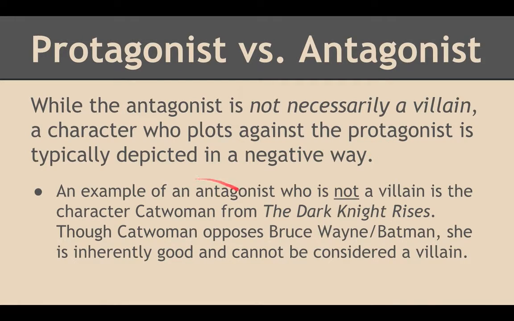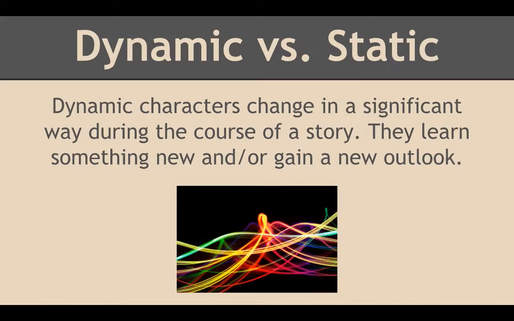So here's an example of an antagonist who's not a villain. Catwoman, if you are familiar with the Batman series, The Dark Knight Rises in particular, opposes Bruce Wayne or Batman, and therefore that makes her the antagonist. But she is inherently good and really cannot be considered a villain. So not all antagonists are villains. It's just someone who goes against the protagonist.